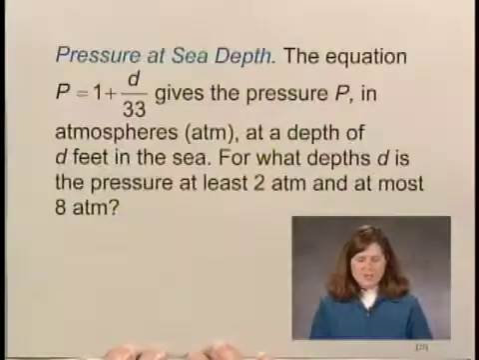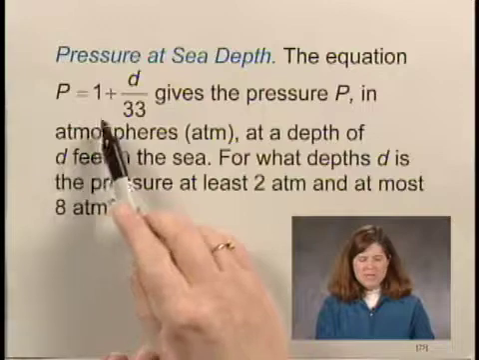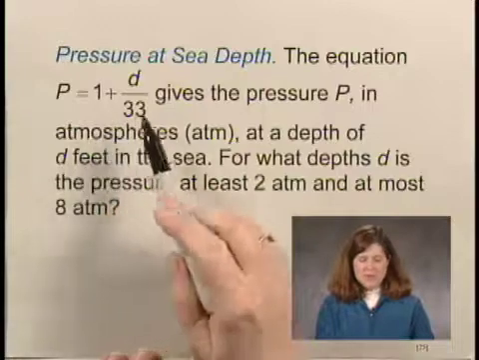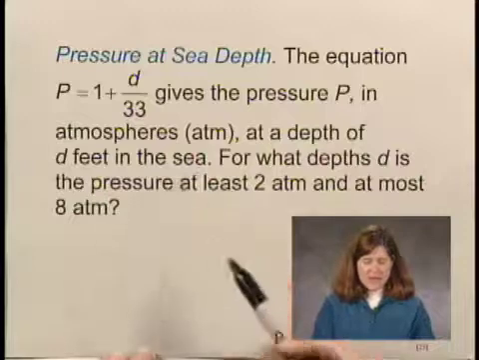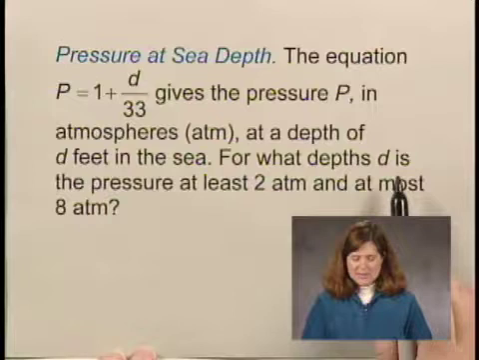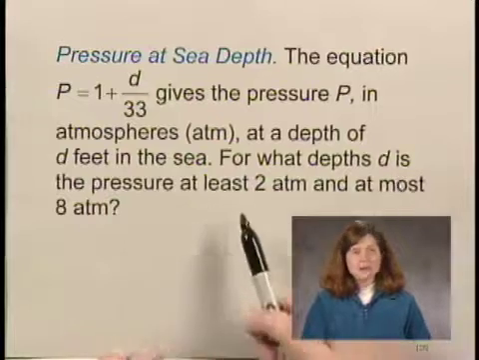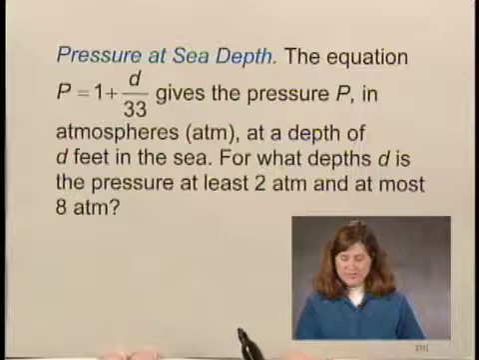The application in this exercise translates to an inequality. We'll be looking at pressure in the sea at different depths. The equation P equals 1 plus D over 33 gives the pressure P in the unit atmospheres at a depth of D feet in the sea. For what depths D is the pressure at least 2 atmospheres and at most 8 atmospheres?